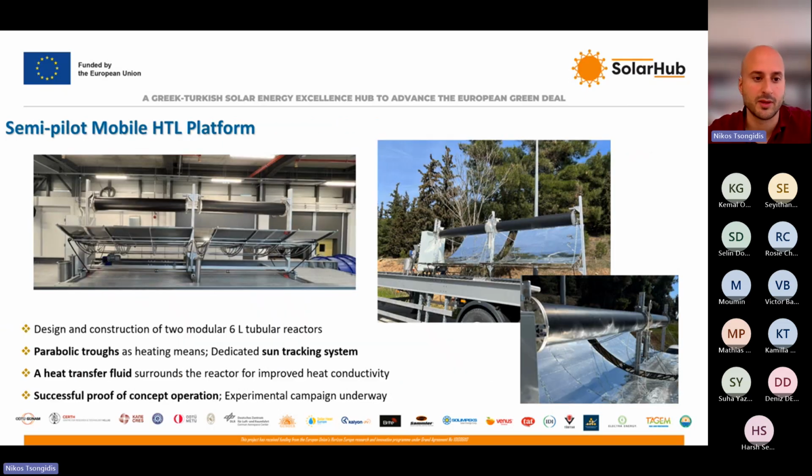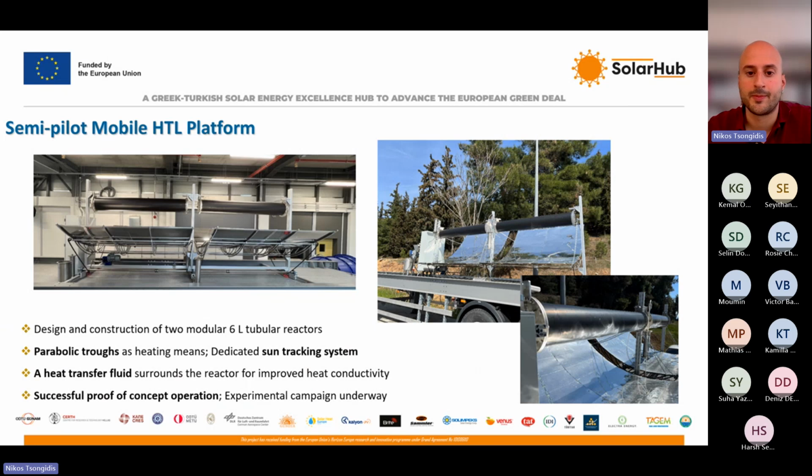And then probably the most interesting part is the semi-pilot mobile HTL platform. So this is something that was designed and constructed in-house. We have 2 modular 6 liter tubular reactors. In this case, you can see that they're, let's say, separated. Each of them has its unique sun tracking system. We employ parabolic troughs as the heating means, and we have a heat transfer fluid that surrounds the reactor in order, of course, to achieve the optimum heat conductivity. So far, we have successfully managed to achieve the proof of concept operation, and the experimental campaign is underway.